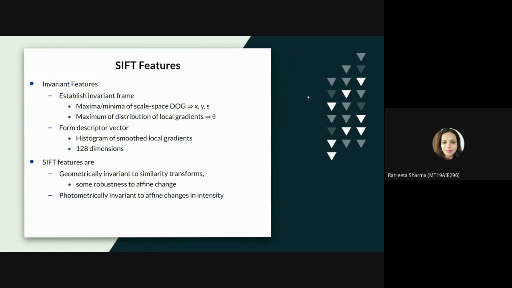SIFT is known as Scale Invariant Feature Transform, which is a feature detection algorithm in computer vision. It basically helps in locating the local features of an image, which are called key points. These key points are scale and rotation invariant. So let us understand how these key points are identified.